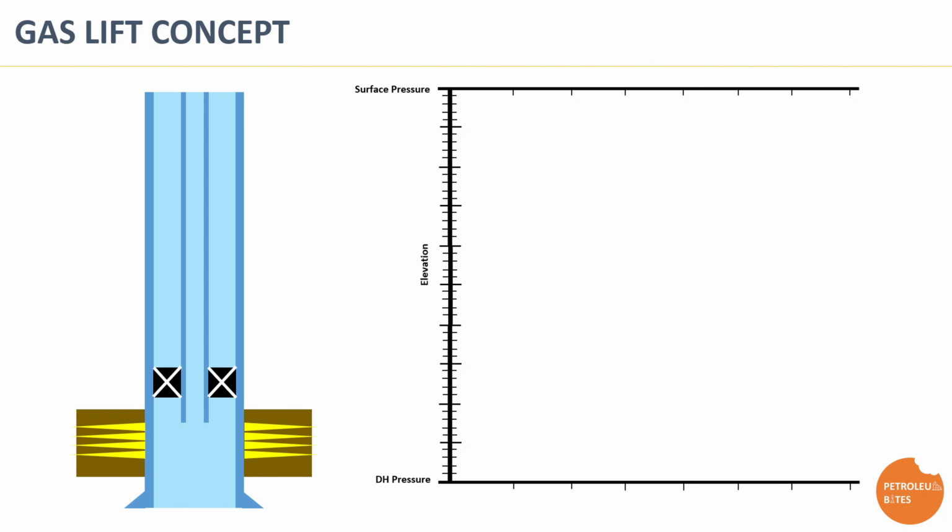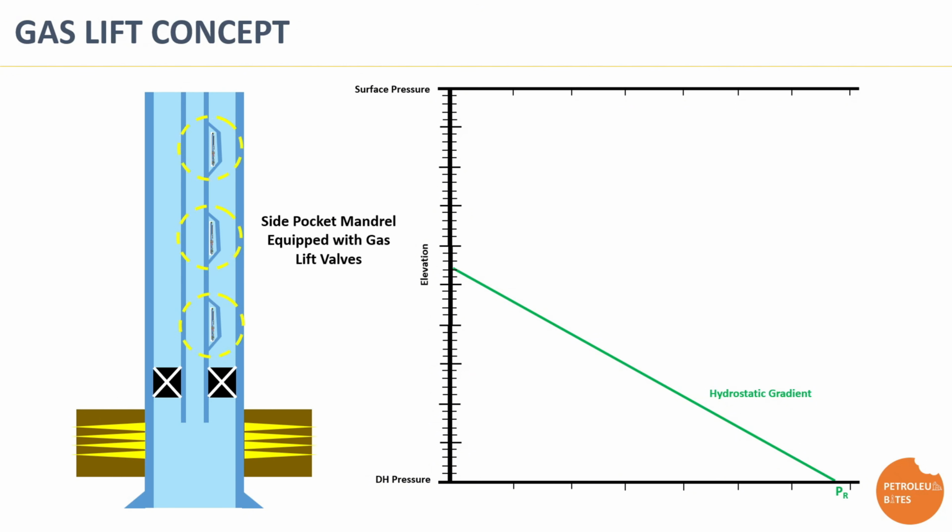When dealing with a depleted reservoir and the fluid hydrostatic gradient is too heavy to allow natural well flow to surface, the well can be reactivated using gas lift as an artificial lift method. This can be achieved by installing side pocket mandrels in the completion string and equipping them with gas lift valves.